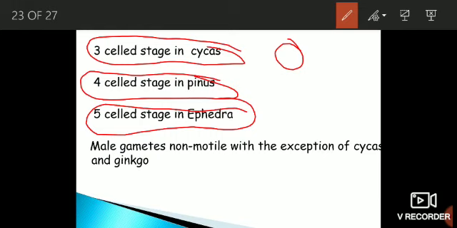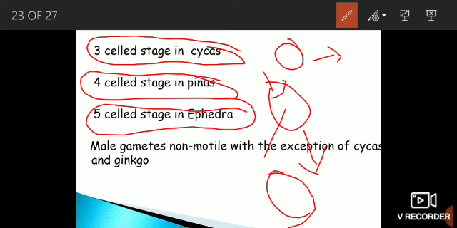First of all, it divides and forms two cells. This cell is known as prothelial cell, and this is known as antheridial cell. Later on, this antheridial cell also divides. Prothelial cell remains as such. Antheridial cell divides and forms two cells. This is known as generative cell, and this is known as tube cell. Later on, at this stage, pollination takes place. In cycas, pollination takes place at the 3-cell stage, and these 3 cells are prothelial cell, generative cell and tube cell.